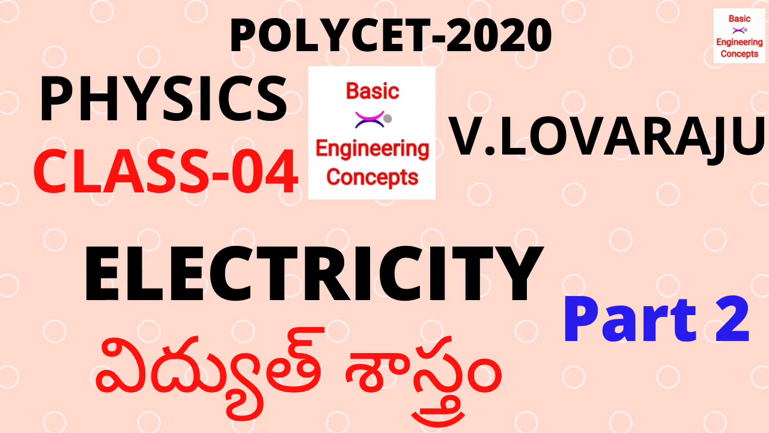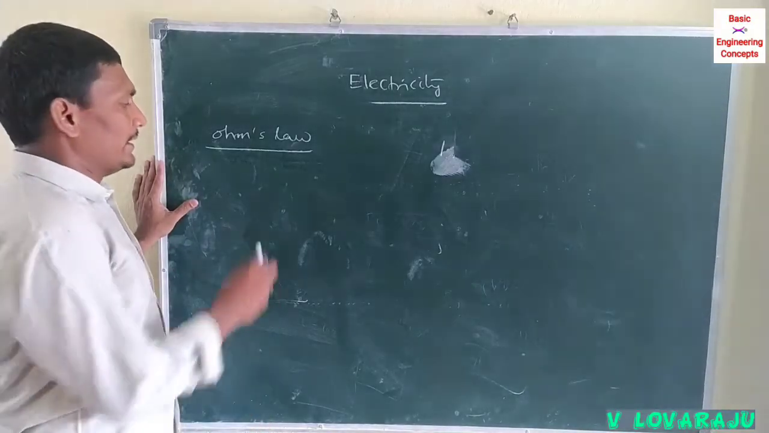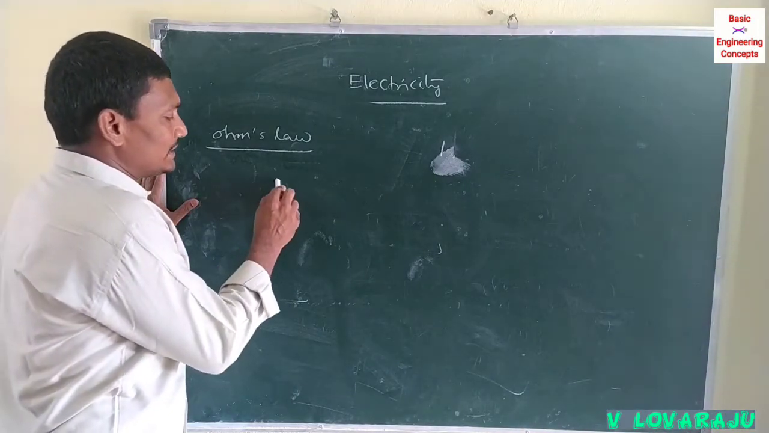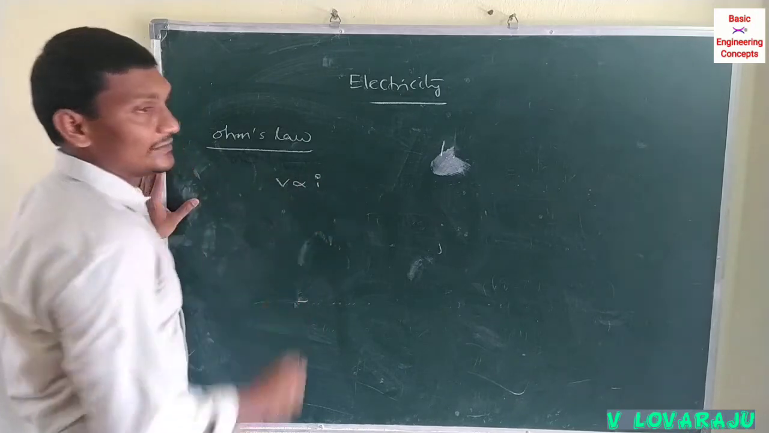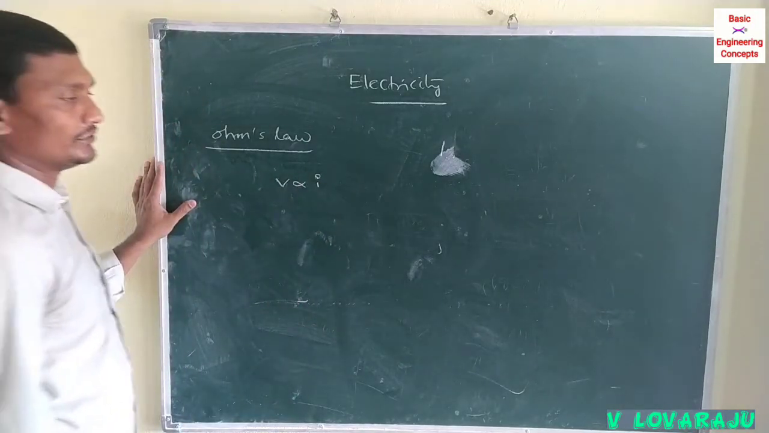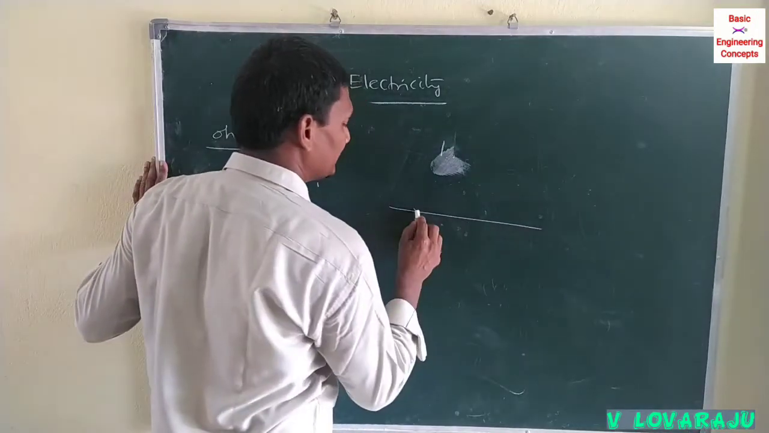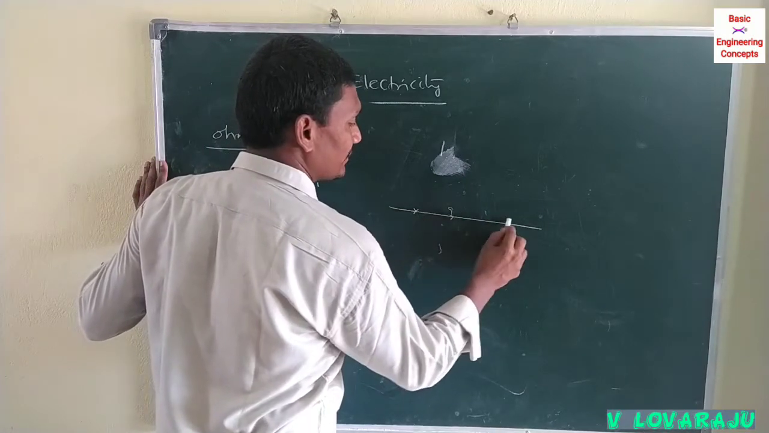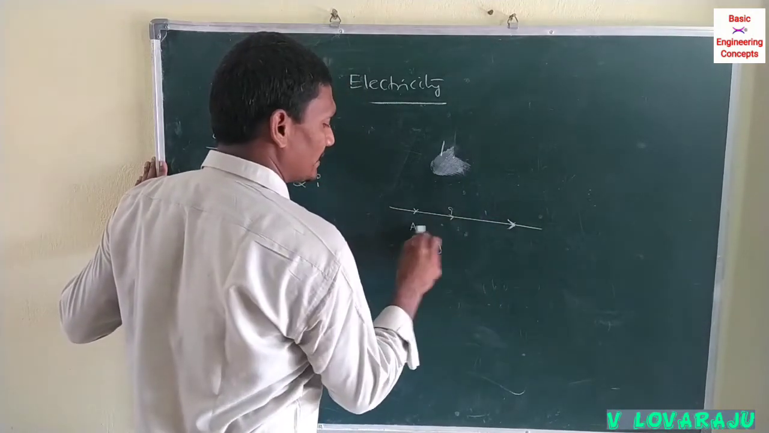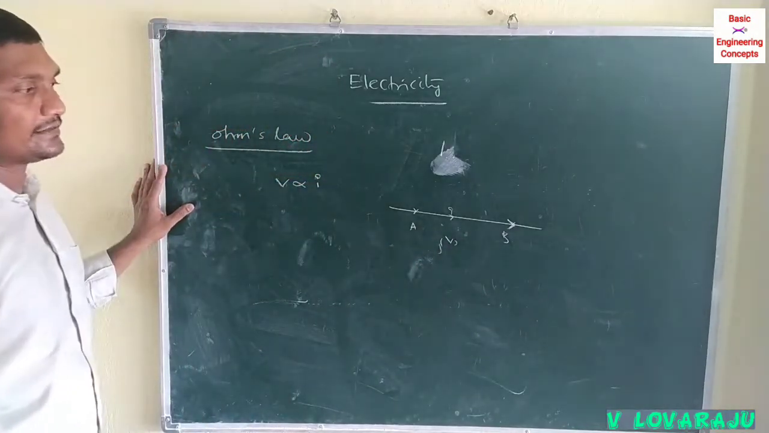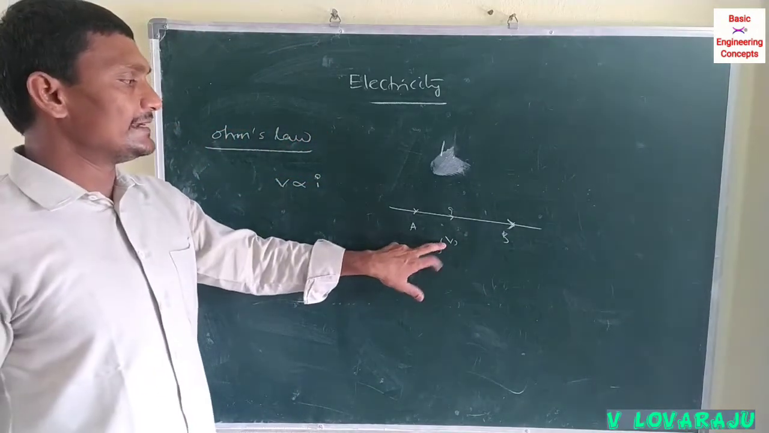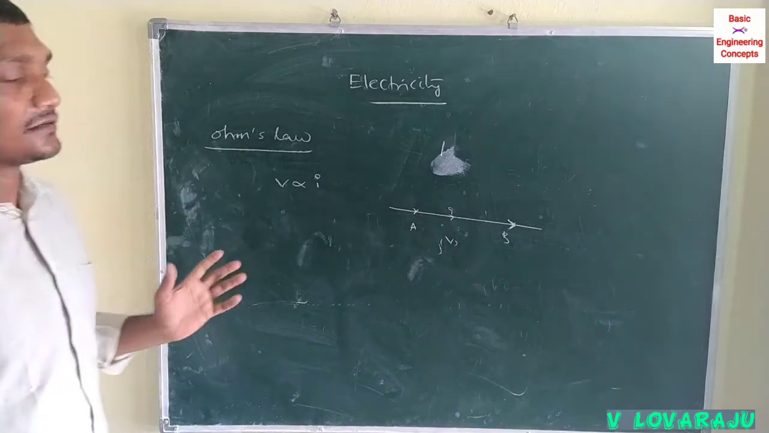Next, Ohm's law. According to Ohm's law, at constant temperature, the potential difference across the ends of the conductor is always directly proportional to the current flowing through a conductor. This is a conductor. The current flowing in this conductor is I. The two ends are A and B. The potential difference across the two ends A and B is V. The potential difference increases if the current flowing in the conductor also increases.